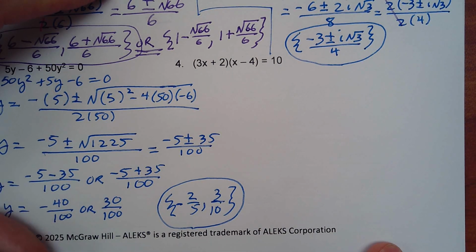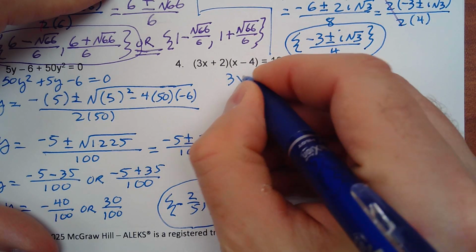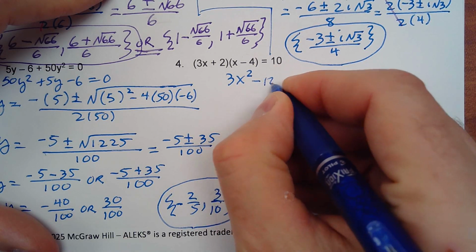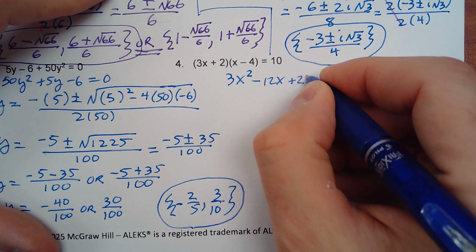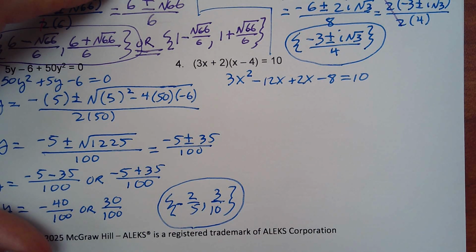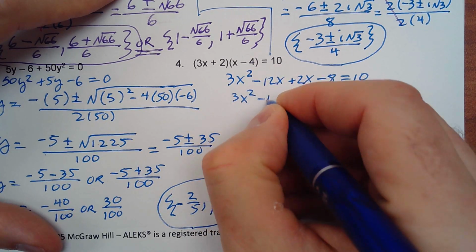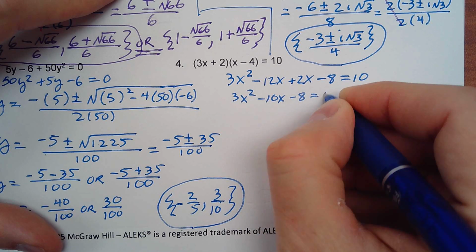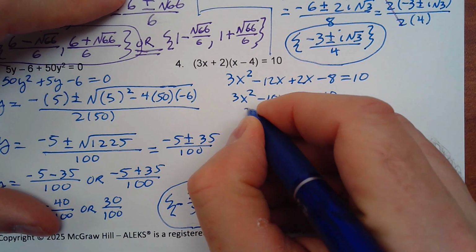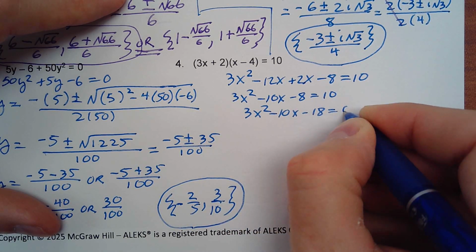And the last one here, we're going to need a FOIL. 3x times x is 3x squared. Outer terms will be a negative 12x. Inner terms would be a 2x. Last would be a negative 8. Combining like terms, we'll get 3x squared minus 10x minus 8 equals 10. And now I'll need to subtract 10 from both sides. So that gives us 3x squared minus 10x minus 18 equals 0.